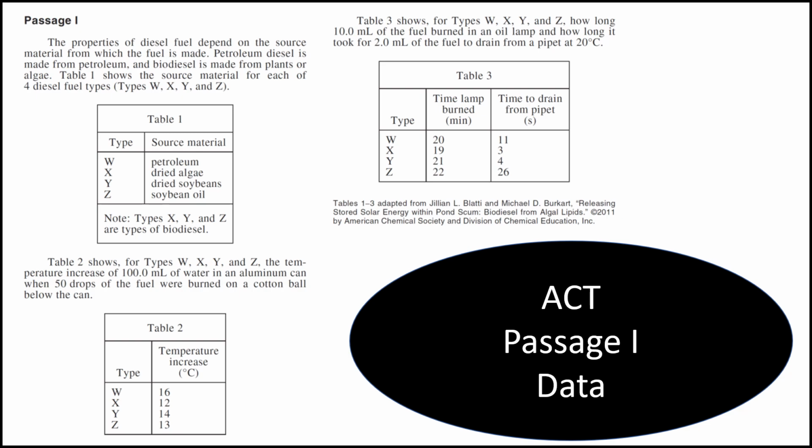Okay, this is passage 1. It is a data passage. We know it's data because we only see tables, table 1, table 2, table 3. We don't see studies compared or experiments compared or two students or scientists discussing a different hypothesis. So it's just data.